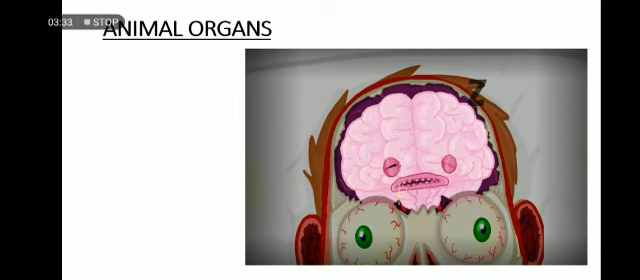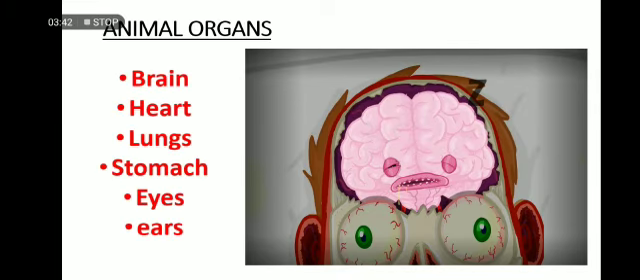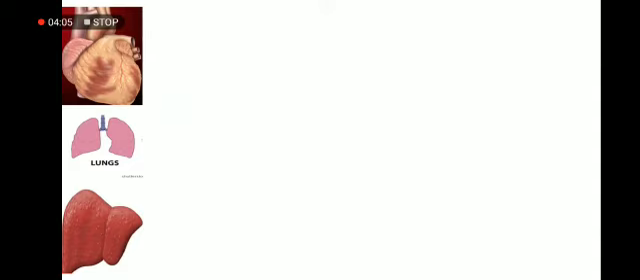Here we are going to classify these into two forms: those which are present internally and those which are present externally. Like we have discussed, we have found the brain, heart, lungs, stomach, eyes and ears. The first four, from brain to stomach, are present inside, so these are internal. And eyes and ears, which we found outside and are easily visible, are the external organs. Fine. So these are the two types of organs, the internal and the external organs.